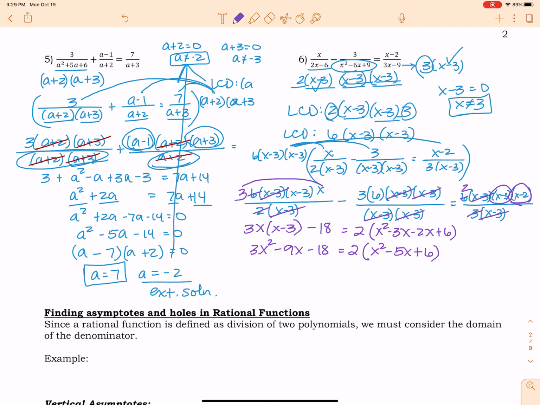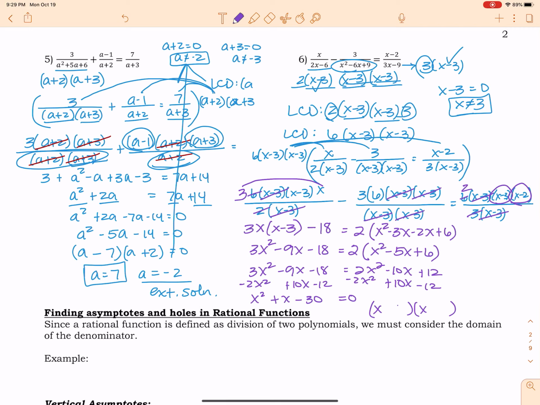Now we can distribute the 2. So 2x squared minus 10x plus 12. And now this is a quadratic situation again, so I'm going to subtract 2x squared from both sides. I'm going to add 10x to both sides. I'm going to subtract 12 from both sides. This ends up with x squared plus x minus 30 equals 0. Excellent. All right, so we're going to factor this.